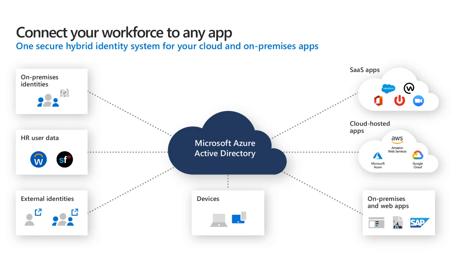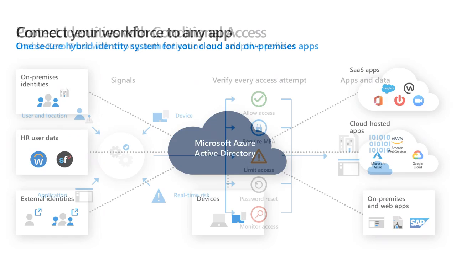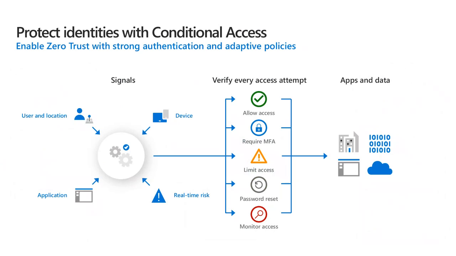So what are we protecting in this new work from home? With Azure Active Directory, you could protect your on-premises identities, your HR applications, your external identities, the devices, SaaS applications, cloud-hosted applications, and on-premises and web applications. And the engine behind that, and this is my last slide, is conditional access.